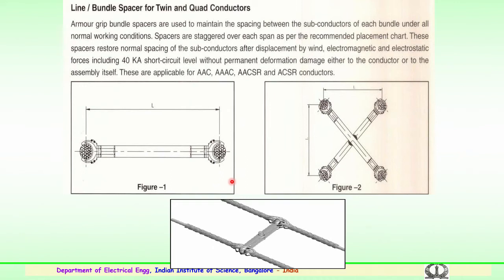These spacers restore normal spacing of the subconductors after displacement by wind, electromagnetic and electrostatic forces, including more than 40 kiloamps short circuit level, without permanent deformation or damage either to the conductor or to the assembly itself. These are again applicable to all types of conductors, AAC, AAAC, ACSR and ACSR type conductors.